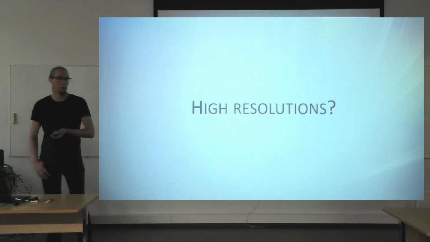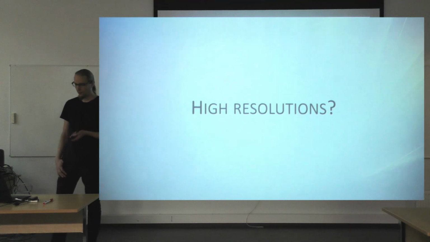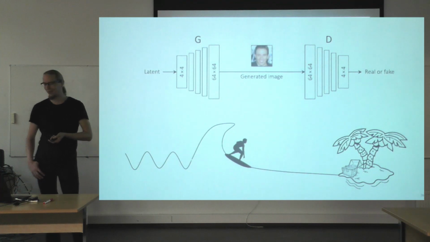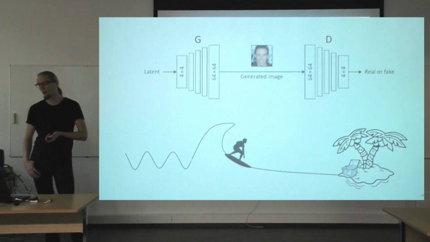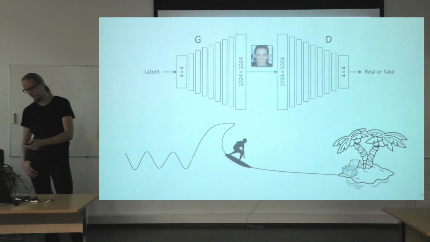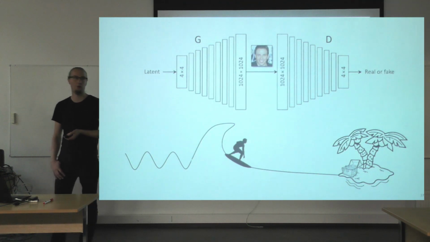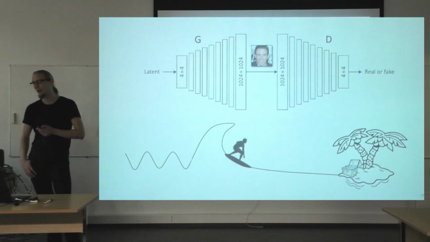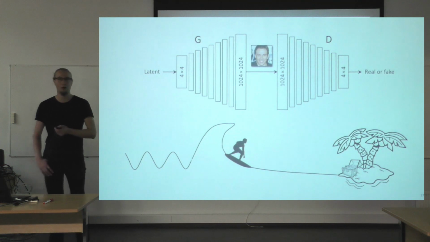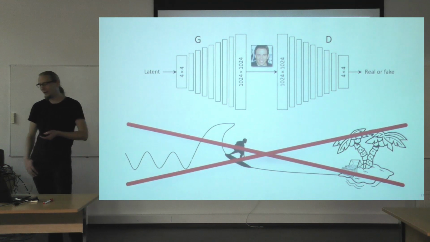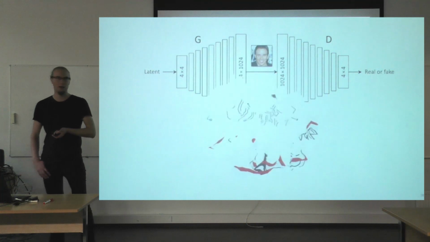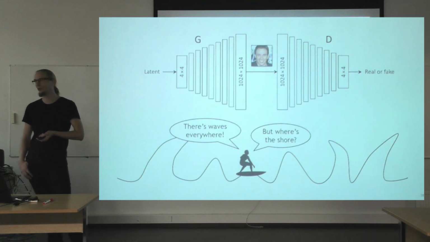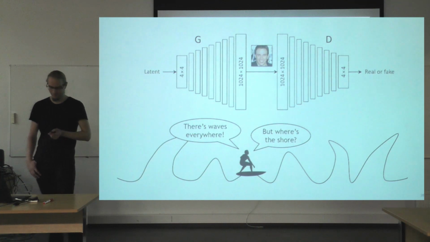What's the problem with high resolutions then? Well, in low resolutions, this picture is quite accurate, but if we increase the resolution, then both the generator and discriminator become extremely complex functions with shattered gradients, and our picture is no longer accurate. Instead, it's as if we had thrown the surfer in the middle of the ocean. There's waves everywhere, and the shore is nowhere to be seen.